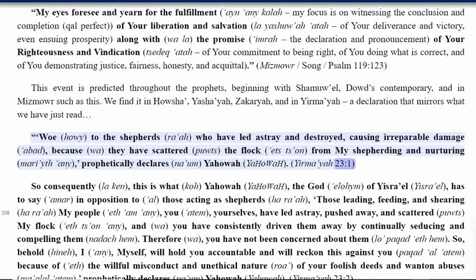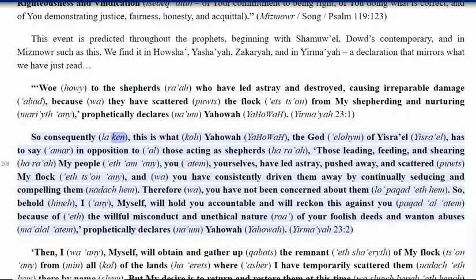Yirmiah 23-1. So consequently, Laken, this is what, Yahowah, Yahowah, the God, Elohim, of Yisrael, Israel, has to say, Amar, in opposition to, Al, those acting as shepherds, Hara, those leading, feeding, and shearing, Hara, my people, Ethameni, you, Atom, yourselves, have led astray, pushed away, and scattered, Pools, my flock, Ethtasan any, and, Wah, you have consistently driven them away by continually seducing and compelling them, Nadakhem.